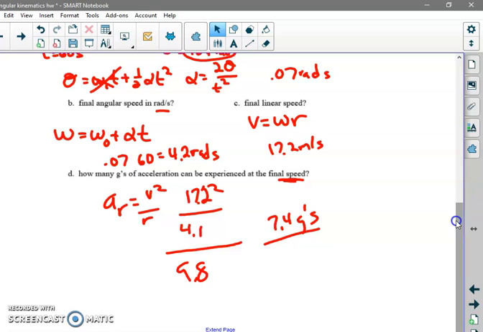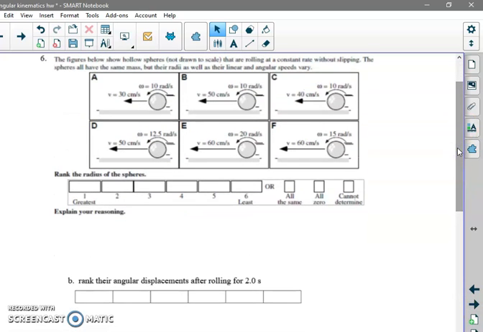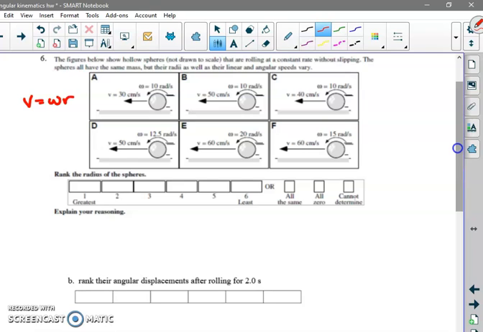Okay, let's continue on. All right, so we have some ranking problems, and we want to rank the radius of the sphere. And what are we given? We're given a linear speed and an angular speed. So basically, if we know that v is omega r, r is going to be v over omega. So the ones with the greatest ratio of v over omega are going to give us that. You can work out the actual calculations, but all these are the same. A and E are the least.